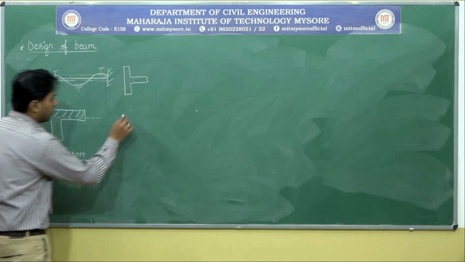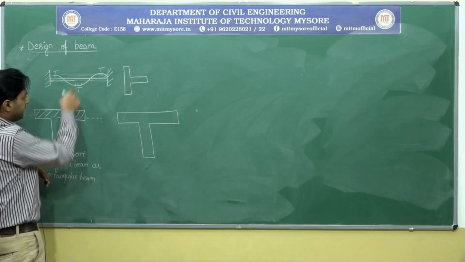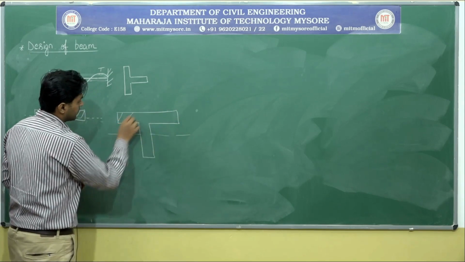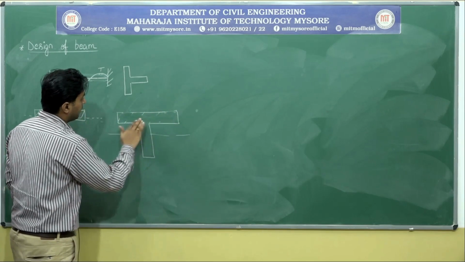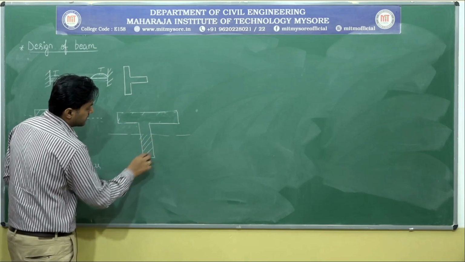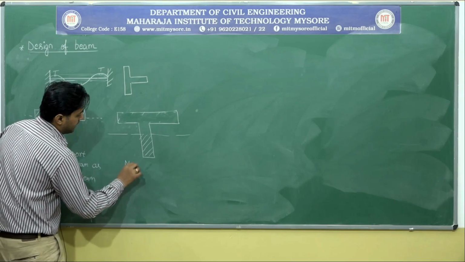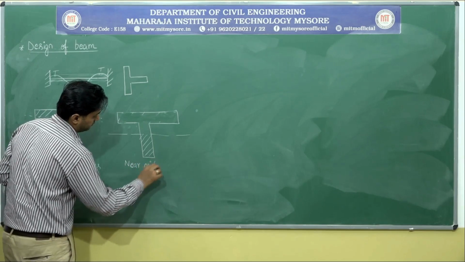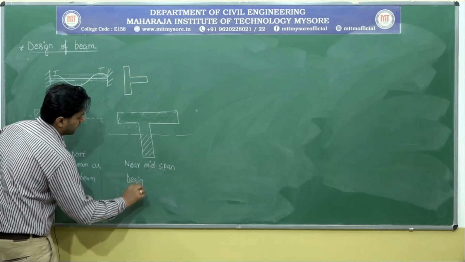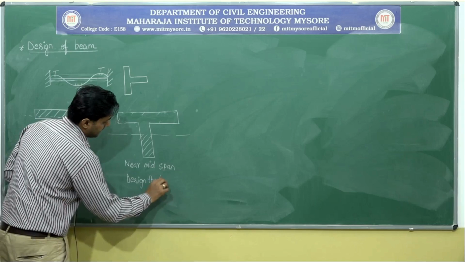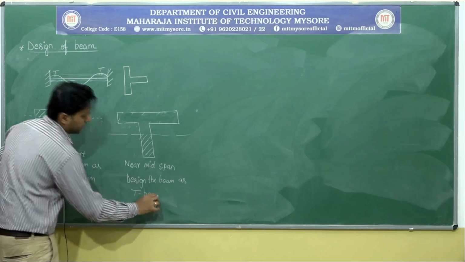Rectangular beam. So what will happen near the midspan? Near the midspan the tension is at the bottom. So it means that the neutral axis lies within the web. Whenever that is the case, near midspan, design the beam as T-beam. This is very, very important.